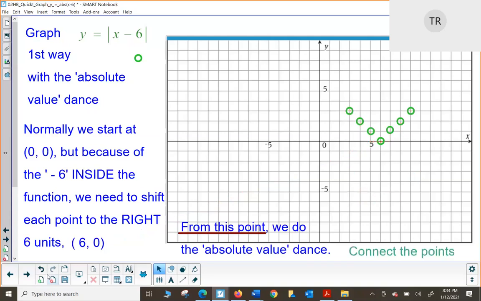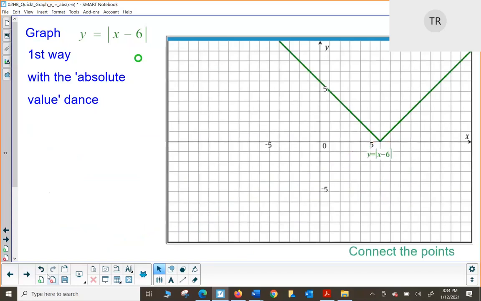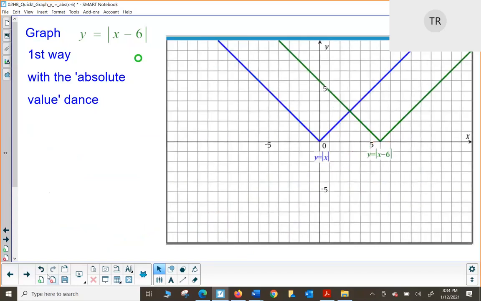And I connect the points. And I always like to compare it to the parent function and show that from blue to green, we're going right 6, right 6. And not just these points, but all the points on the graph are translating right 6 units.